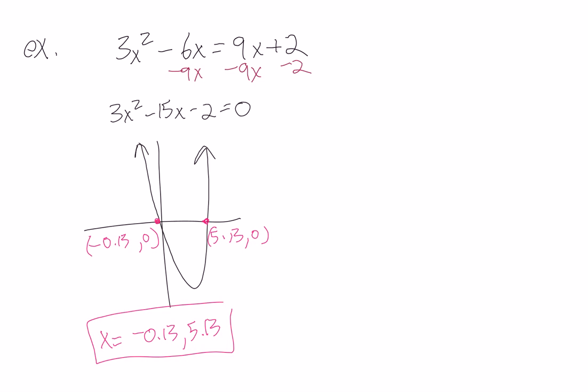I just want to show you one other option. So in this case, we made the equation equal to 0. Another option is you can just leave it as two separate equations. So do y equals 3x squared minus 6, and then graph y equals 9x plus 2.